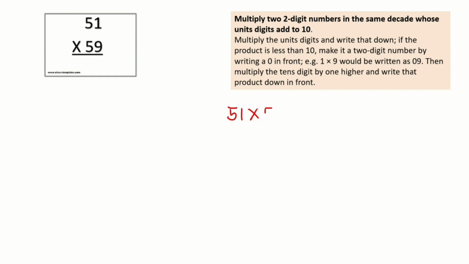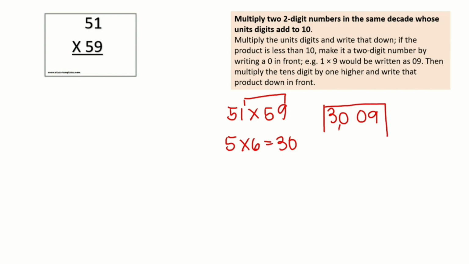Okay? So if we're going to use 51 times 59 and we're going to get the product in 5 seconds. So first is we will multiply the unit digit. So 1 times 9, that is 9. So we will have 0, 9. Then what is the number one higher than 5? That is 6. So we have 5 times 6. The answer is 30. So we will just write it in front. Then the product now is 3009.